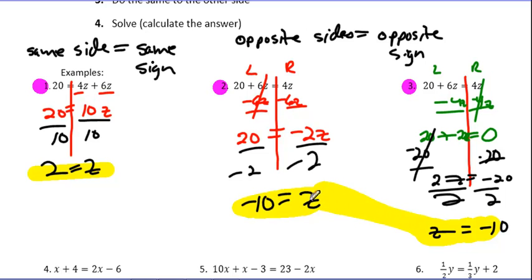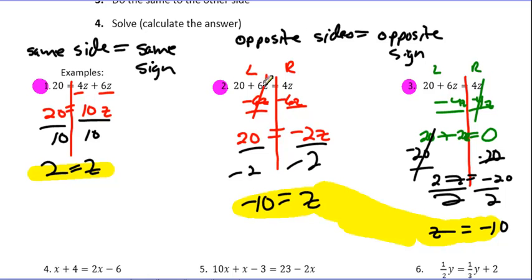Same answer, because it's the same problem. So it doesn't matter which one you move. Now, normally you'll hear me say from now on, move the smaller to the larger. And the reason why I like doing that is because it helps avoid a sign.